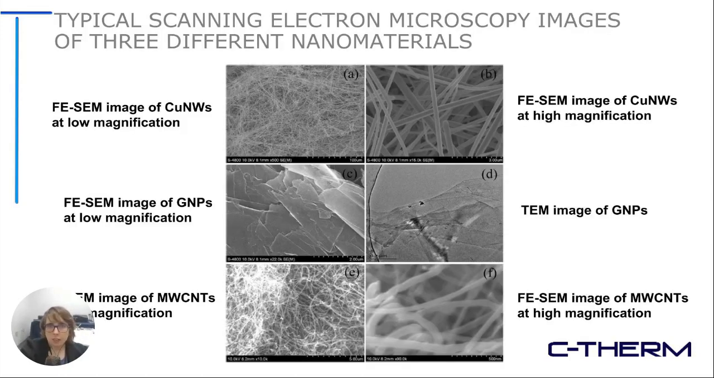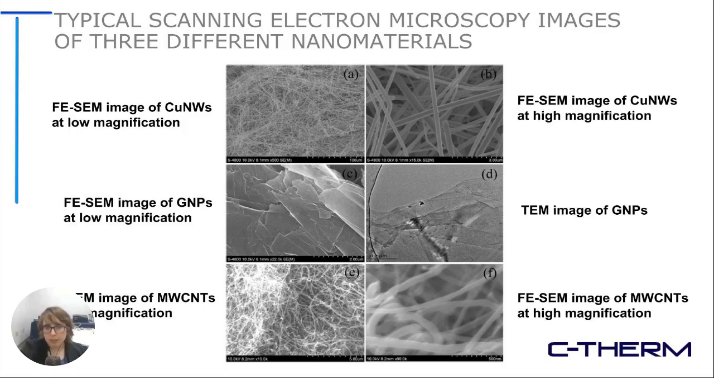So you can see on this slide some scanning electron microscopy of the three different nanomaterials that were made. And so they did compare the copper nanowires with graphite nanoplatelets, or GNP, with the performance of multi-walled carbon nanotubes, abbreviated MWCNTs. So you can see the similarity in terms of the superficial appearance between the copper nanowires and the multi-walled carbon nanotubes.